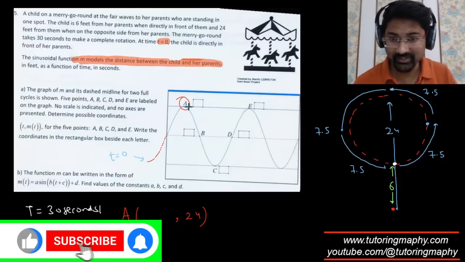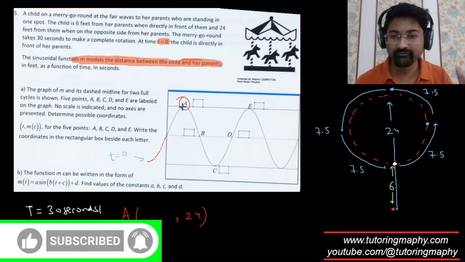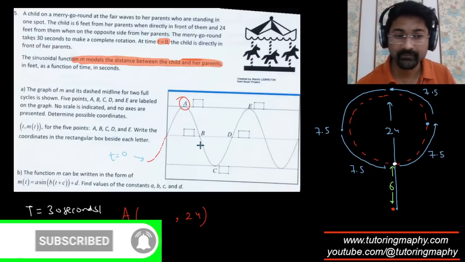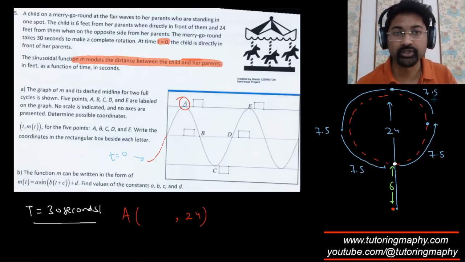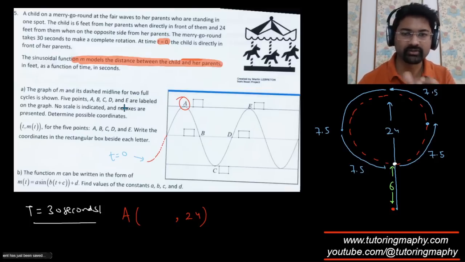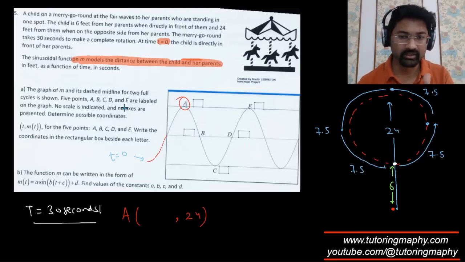So A's coordinate height is correct. It is 24 indeed, but the time is going to be 7.5 plus 7.5. They are looking for a possible combination, right? No scale is given, nothing is given. So we don't know whether this portion is in the middle, or just right after the start, or maybe after a couple of seconds. We have no idea. So they are looking for just one set of coordinates which will add up with the situation, and definitely 15 adds up. So I'm going to write 15 over here in red.